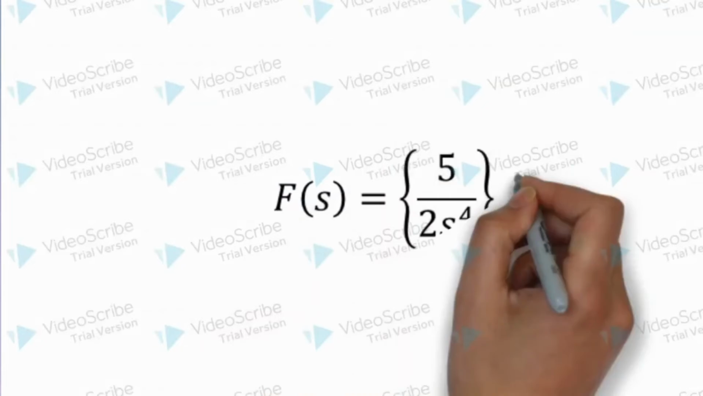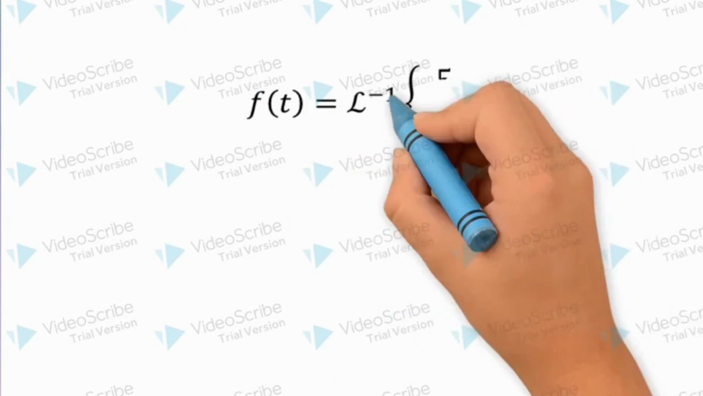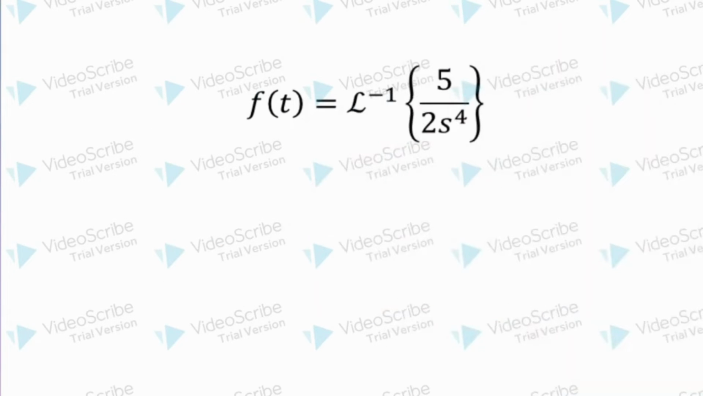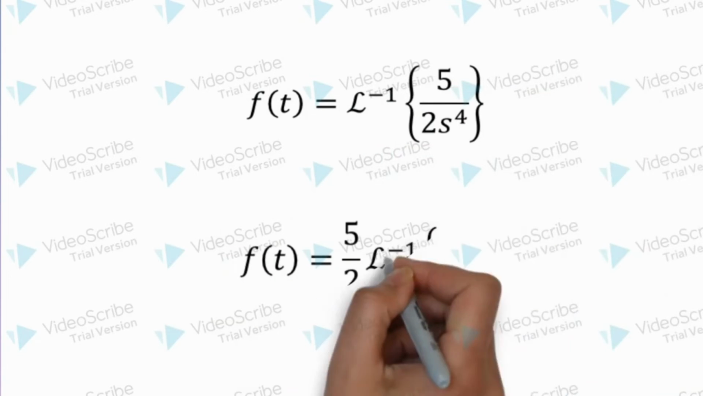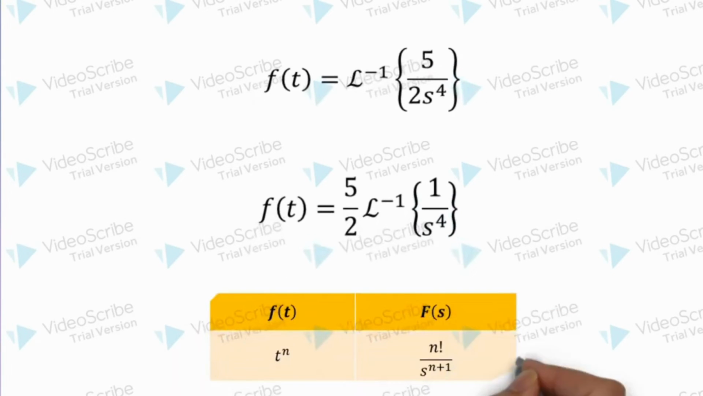The next example is given that the s function is equal to 5 over 2 s to the power of 4. We need to inverse this Laplace transform, meaning that we need to find the t function. First step, factorize all constants to leave only the s variable inside. This is what we should have. The reason is that we can easily match the equation with the form of s function in the Laplace transform table.